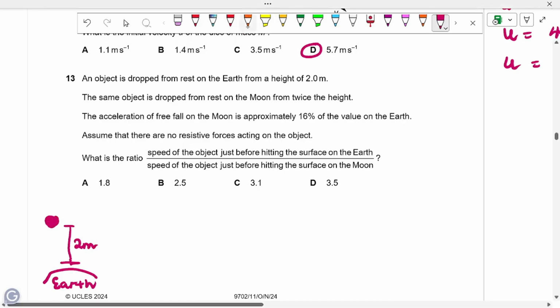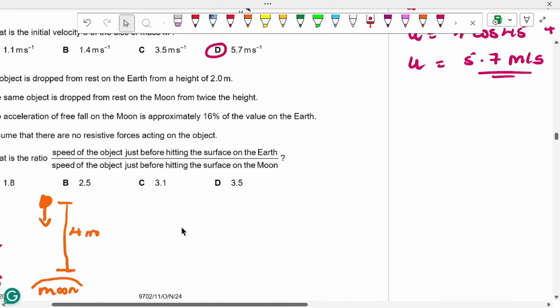But if I'm now on the moon, if I go on the moon, I'm now expecting to drop it at 4 meters. Like this. Okay, hope that makes sense. Cool. So I want to find the ratio of the speed of the object just before it hits the surface of the Earth. And you think, I'm given displacement, I'm given initial speed, and I want to find final speed.